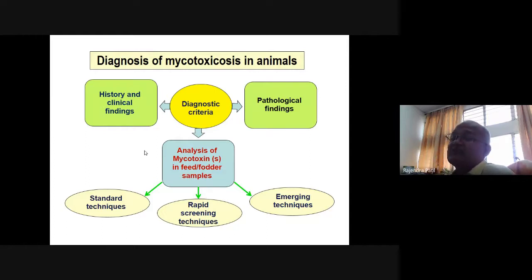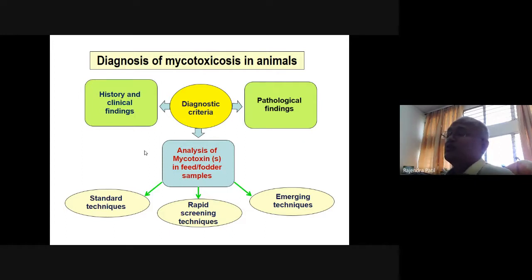The standard techniques are mainly the chromatographic techniques, and they involve TLC, HPLC, and gas chromatography. Then the rapid screening techniques are very useful, and we can use them on-site. These are mainly immunoassay based techniques or biosensor based techniques. Those are very useful for rapid screening, and nowadays for import-export purposes, people are using these rapid screening techniques on-site.